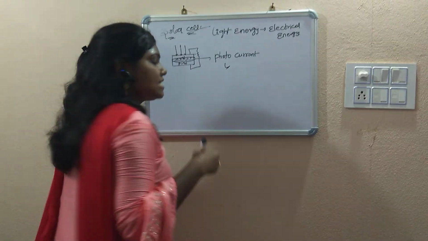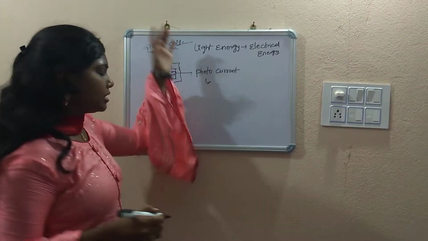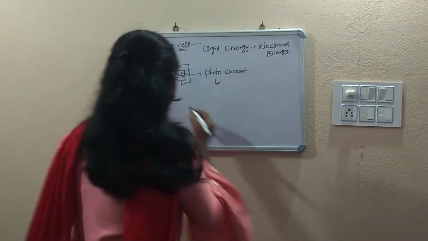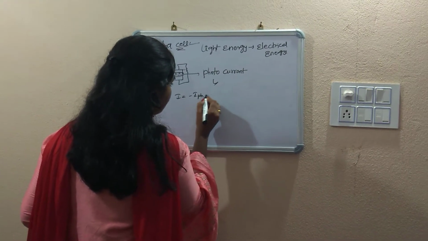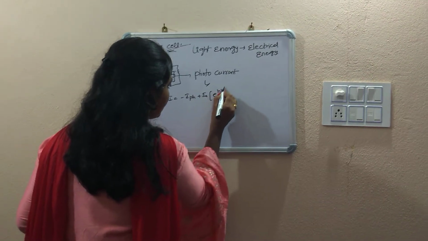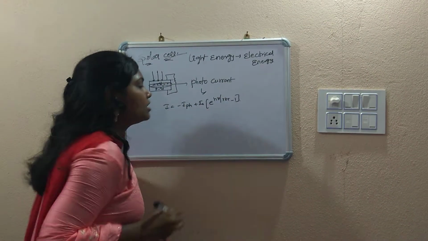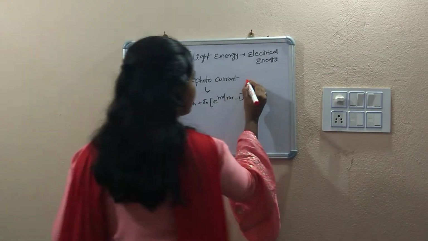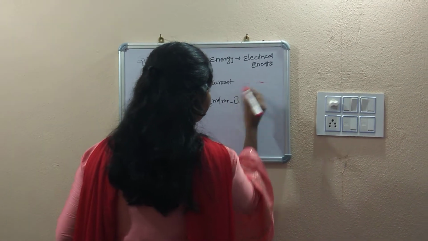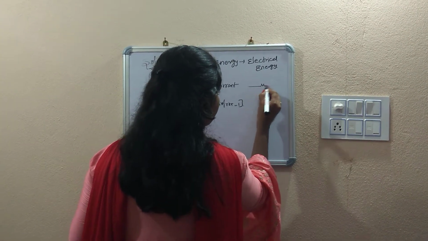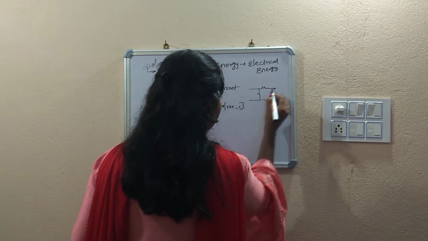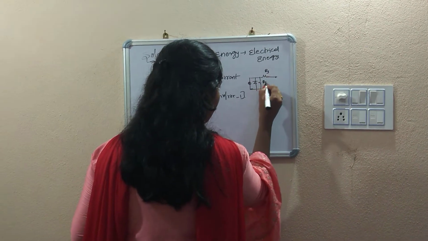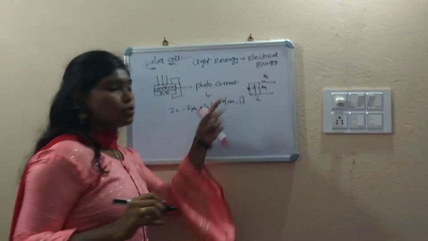It depends on incident photon intensity. So the photocurrent will depend on incident photon intensity. The current obtained from the solar cell is I = -I_photon + I_0 (e^(hν/γkT) - 1). The equivalent circuit diagram of the solar cell is given by R_SH.